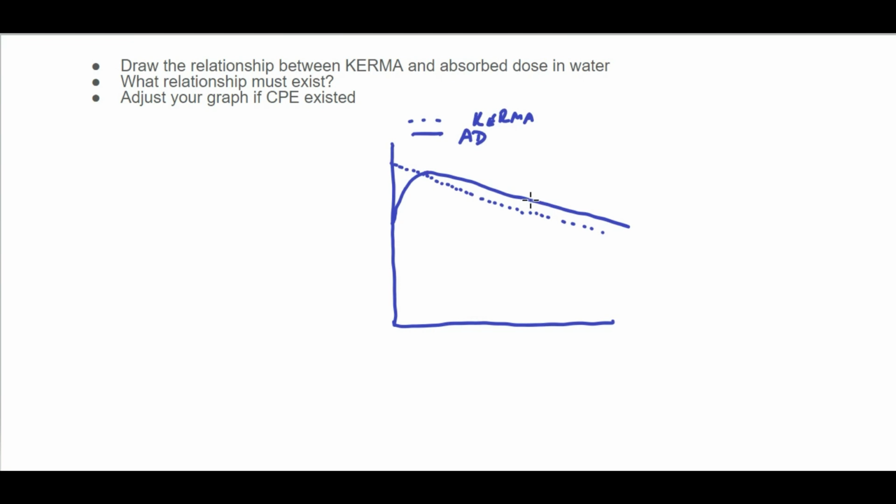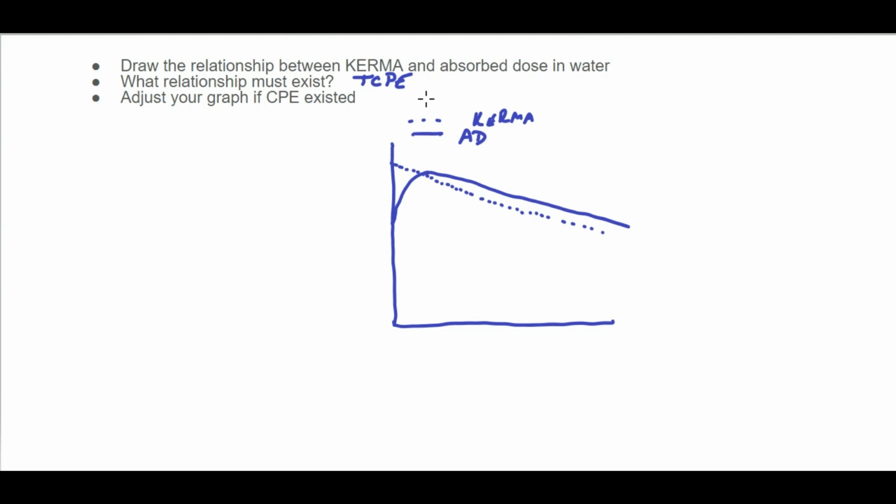So this relationship between Kerma and absorbed dose is really based on transient charged particle equilibrium. And it's transient, not full charged particle equilibrium, because of the scattering, the attenuation, the forward scatter of the electrons. I'm just going to put TCPE right here. And that doesn't lead to full charged particle equilibrium.